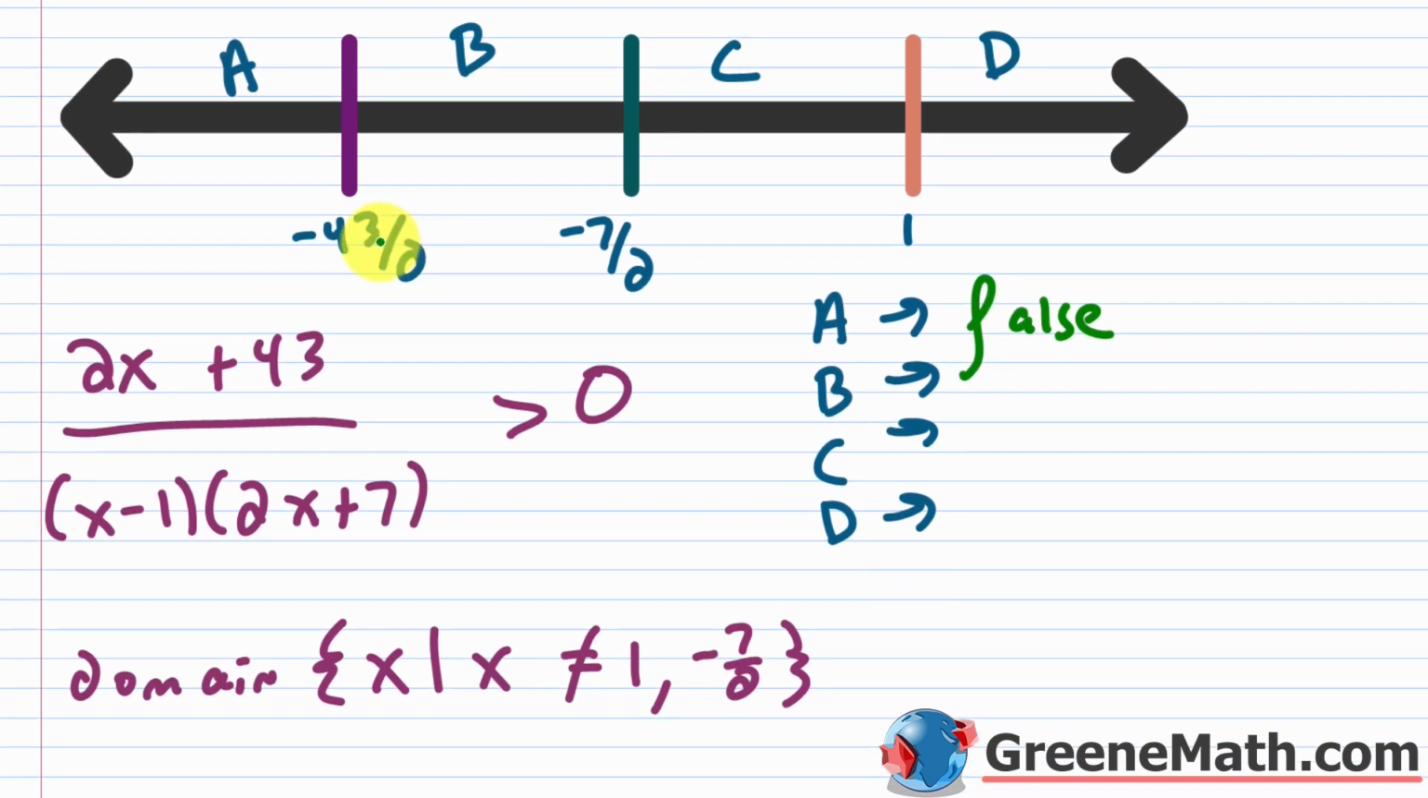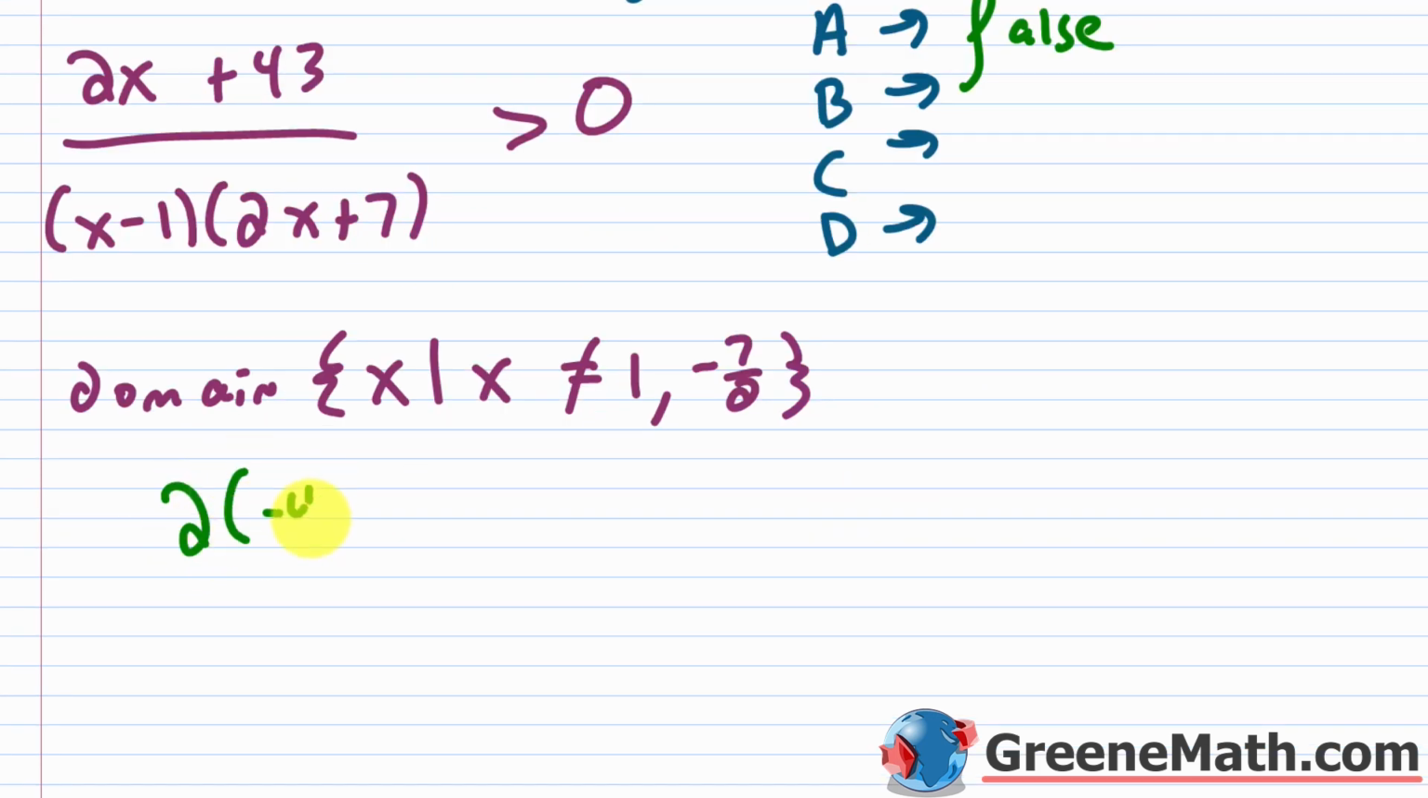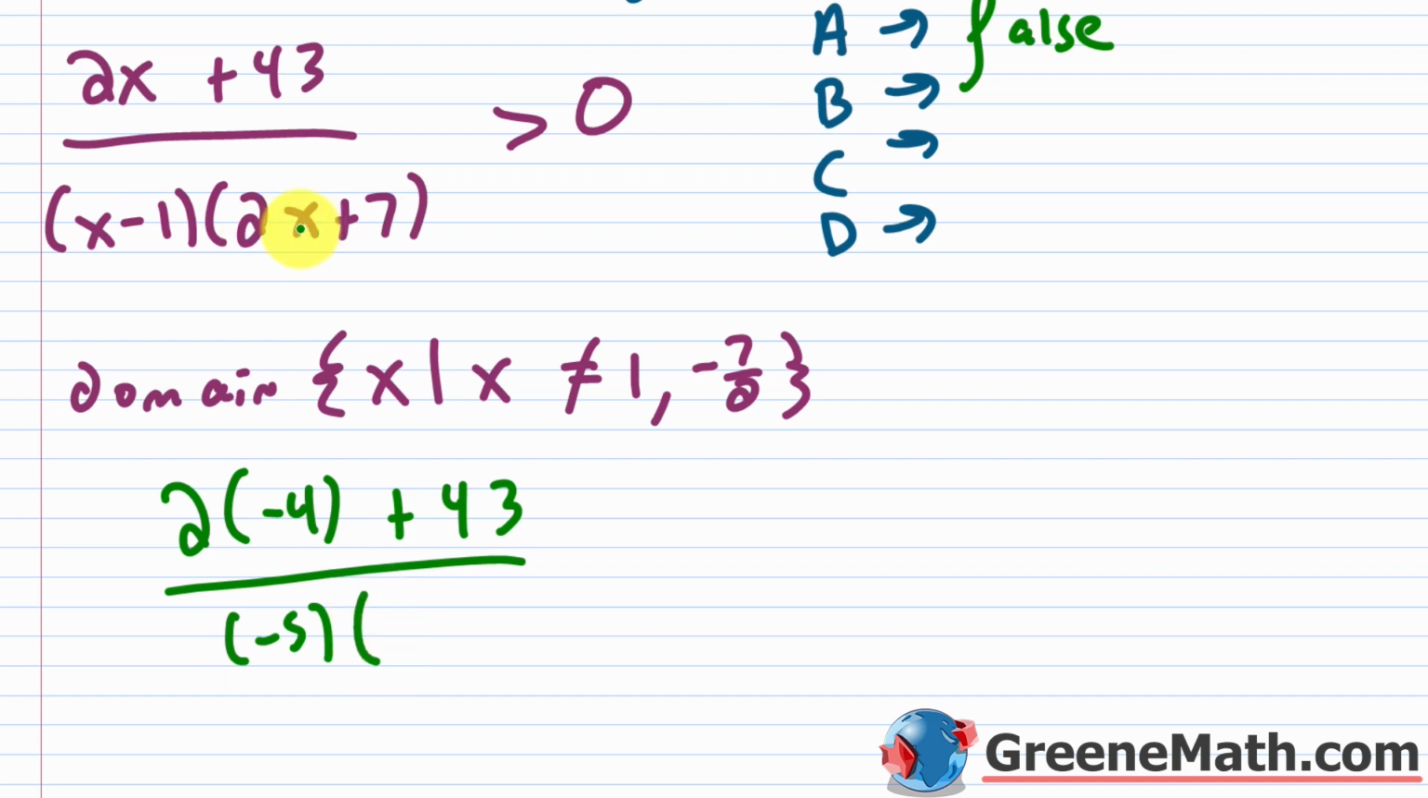Okay, so for B, you have between negative 43 over 2 and negative 7/2. So I'm just going to pick negative 4. So you would have 2 times negative 4 plus 43. This is over negative 4 minus 1, which is negative 5. And then over here, 2 times negative 4 is negative 8. And then negative 8 plus 7 is going to be negative 1. So this up here is going to be a positive, right? I think we can see that. And down here, this is going to be a positive. So you'd have a positive over a positive, which is going to be a positive. So without going through and cranking this out, you can say this is true, right? A positive is greater than 0.